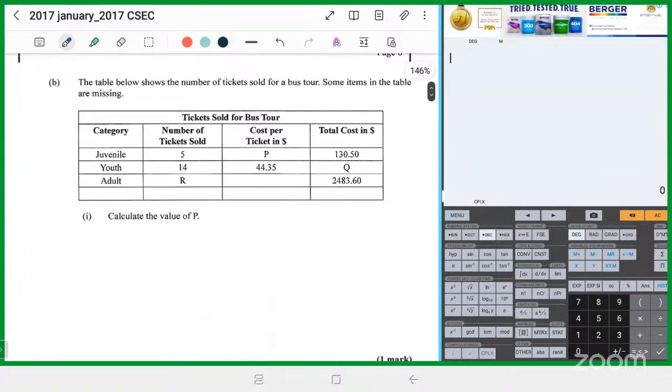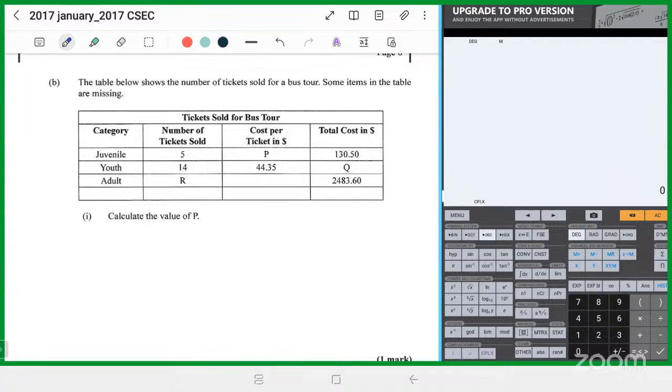All right, but this question says, the table below shows the number of tickets sold for a bus tour. Some items in the table are missing. These are the missing items. So naturally, we're going to ask you for those three values. All right, so let's analyze the table.